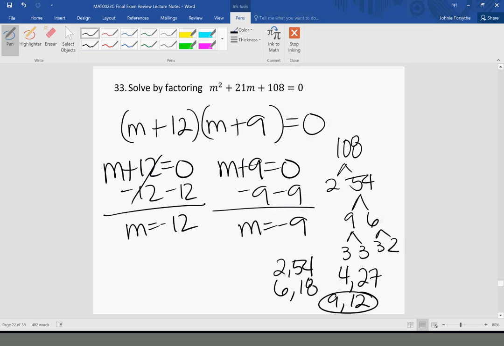And then in MAT0022C, it asks you to enter only one of the answers. So you would type either negative 9 or negative 12. Don't type both of them. Okay? All right.